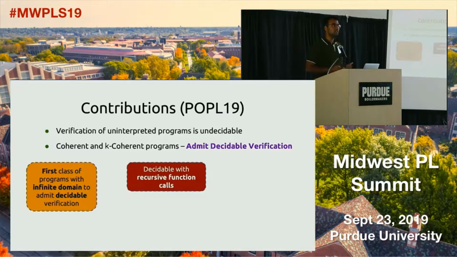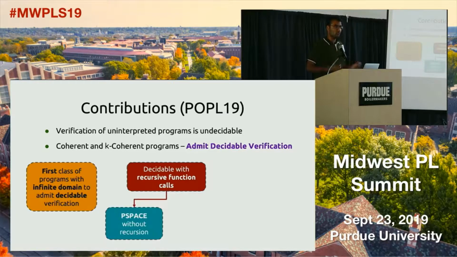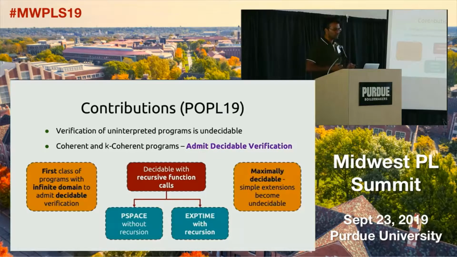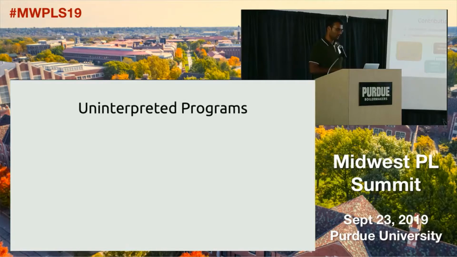We show that even with recursive function calls, there is decidability. So without any recursive function calls, the decision procedure is a PSPACE decision procedure. And when you have recursive function calls, you have an EXPTIME decision procedure. We show that when you relax this notion of coherence, you immediately land up in undecidable territory. So these are the main contributions of the POPL 19 paper.